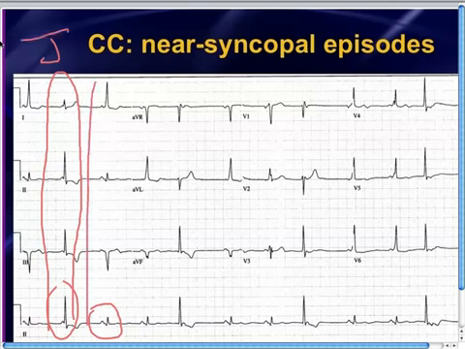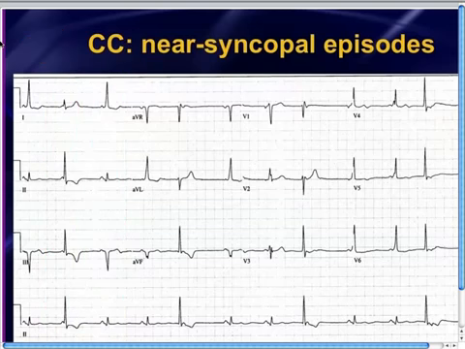And these are all the intrinsic, the normal complexes, or in other words, the sinus complexes. So we'll just put an S there. So these are the normal sinus complexes. But you know what? There's something a little bit unusual about those sinus complexes. What you notice is that there's a very short PR there.